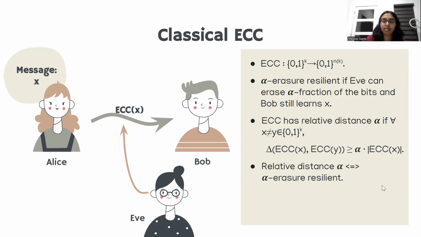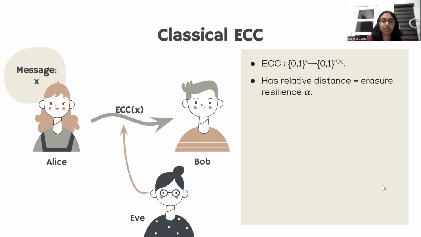ECC has a relative distance alpha if for any two possible messages X and Y that Alice could have sent, the fraction of bits on which they differ is at least alpha. It's worth proving to yourself that these two parameters are actually the same. The relative distance is the same as the erasure resilience.